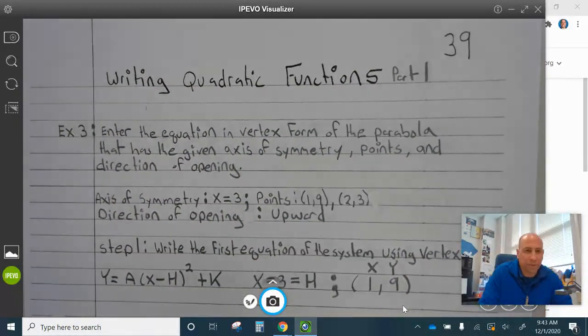Okay, example 3. Journal page 39, Writing Quadratic Functions, Part 1. Enter the equation in vertex form of the parabola that has the given axis of symmetry, points, and direction of opening. Okay, so the axis of symmetry is x equals 3. The points are 1, 9, and 2, 3. And the direction of opening is upward.